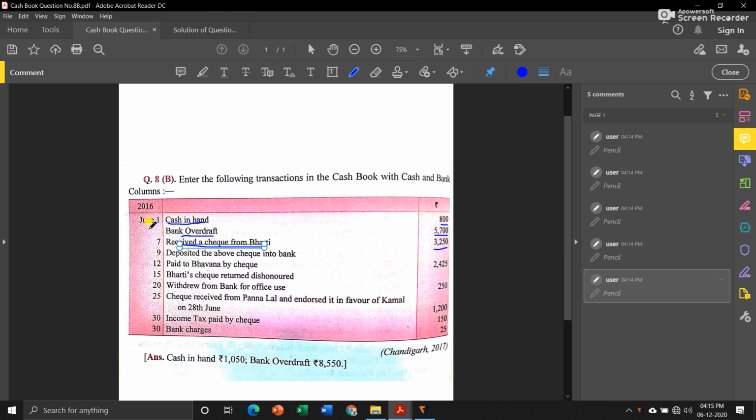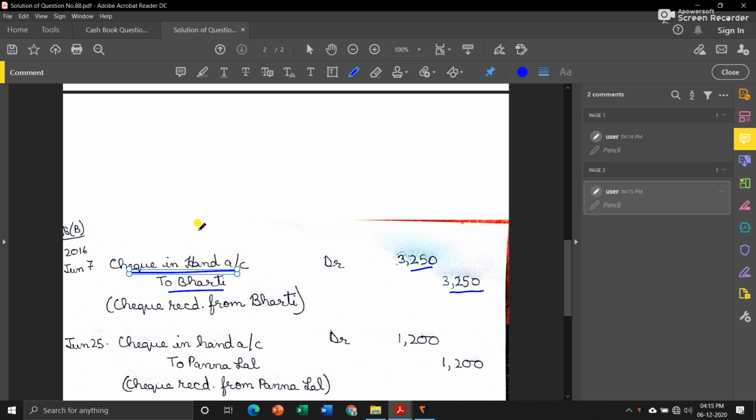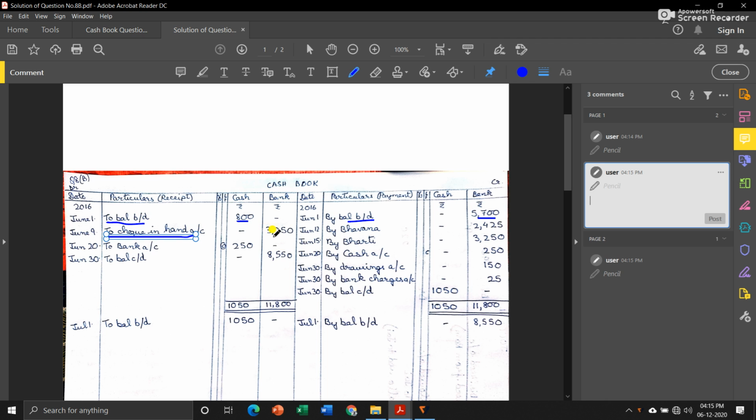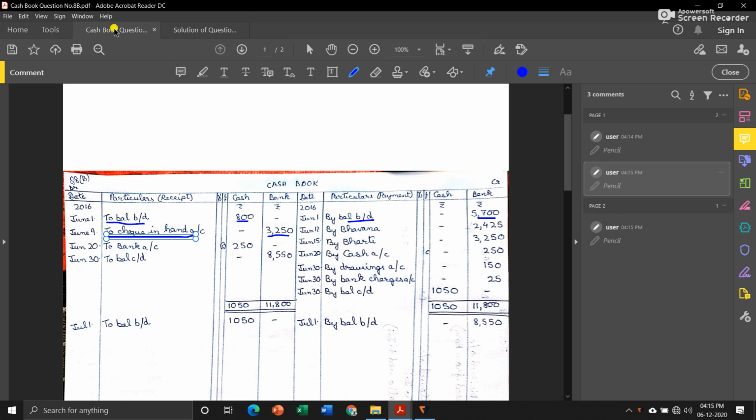And since on date 9 we deposited the check into the bank, on date 9 we will pass entry on debit side, that is we are receiving amount in our bank account, so we will write to check in hand account and in bank column we will write 3250.